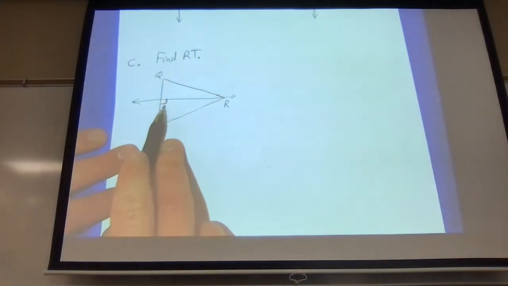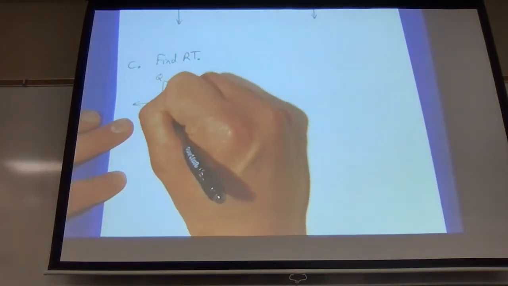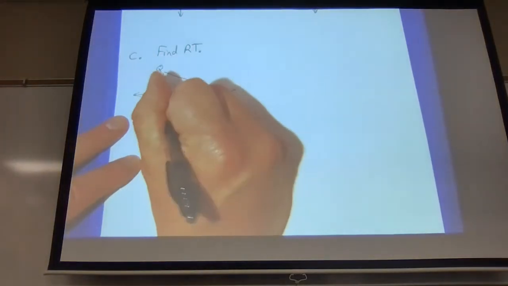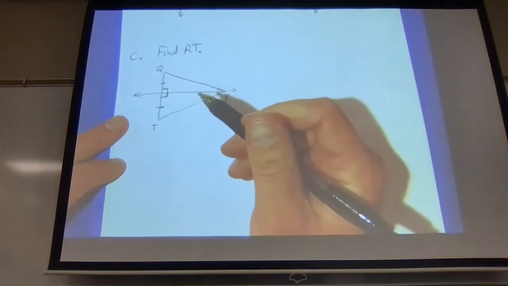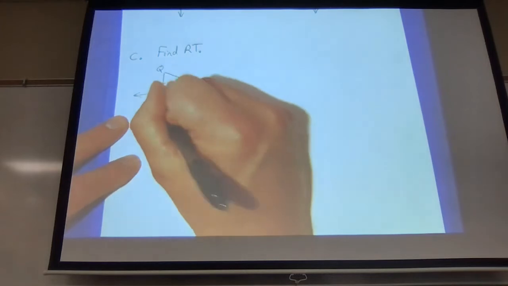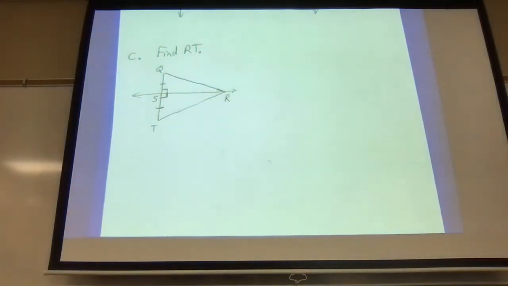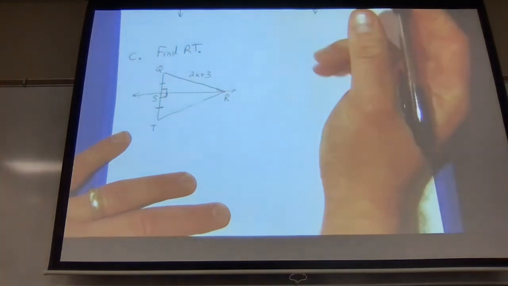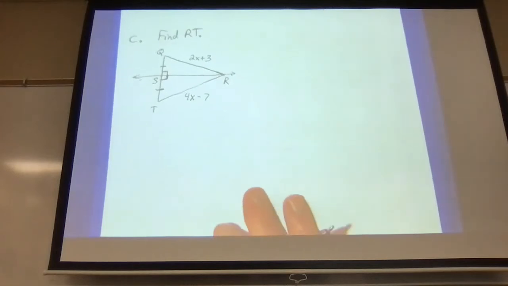Most of the time, the book will just draw in one right angle here. If you need to put the other one in, you can. That's totally up to you. And if it's a perpendicular bisector, it's going to split this side in half. This midpoint here, we're going to call S. And then the difference with this one, instead of just giving you numbers, they're going to give you expressions. So this side here is going to be 2x plus 3. This side is going to be 4x minus 7.